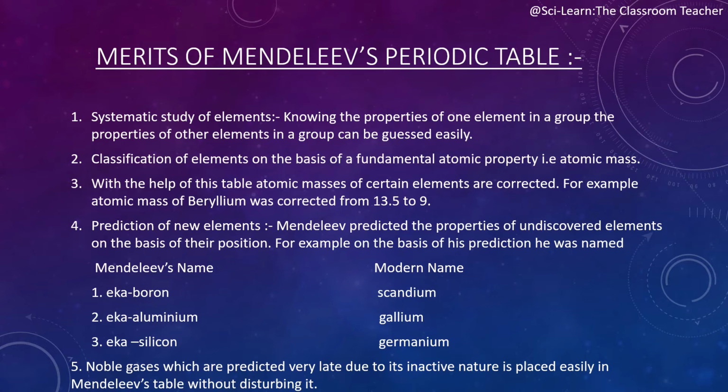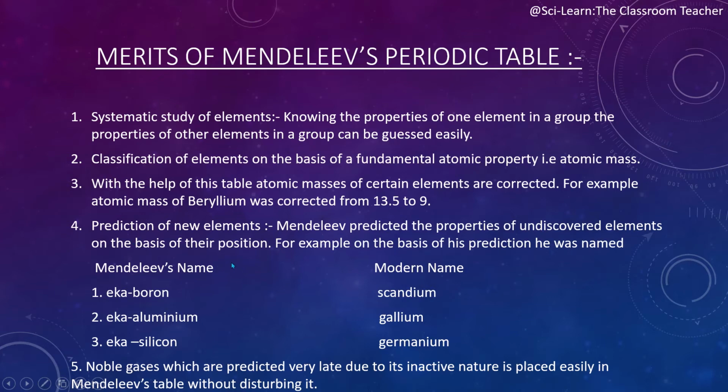He wrote the properties of those elements. He provided the places for those elements, although he did not know whether those elements would be discovered in future or not. What is the name of the element given by Mendeleev? Eka. Eka is a Sanskrit word. It means one. Eka boron, eka aluminium, eka silicon. This is mentioned by Mendeleev.